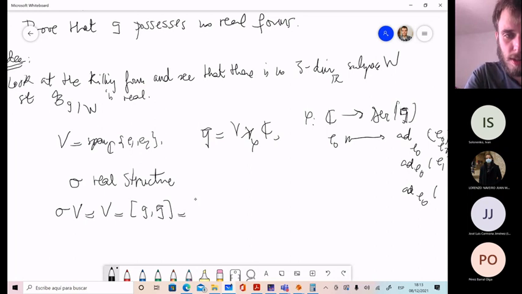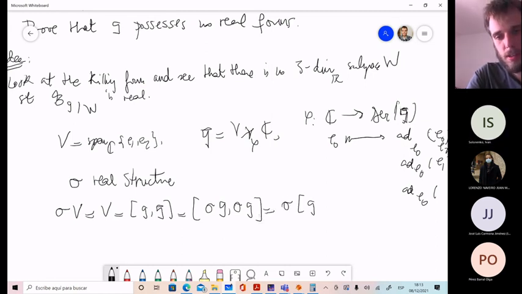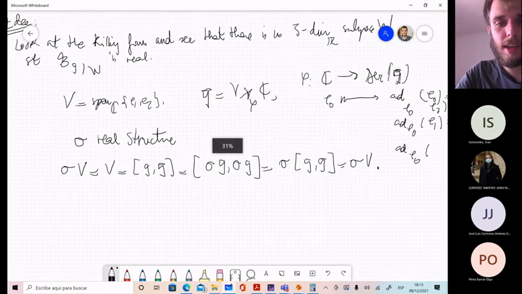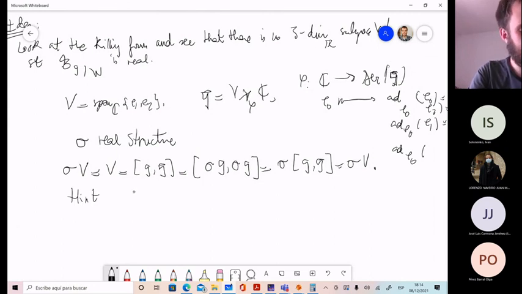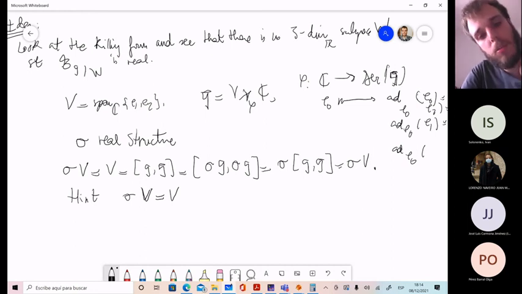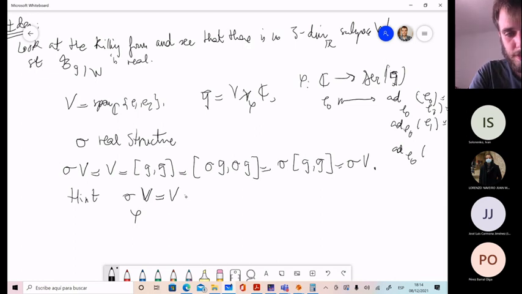So now G is, of course, invariant under sigma. And this is true because V is equal to [G,G]. So the hint is to use the fact that sigma of V must always be equal to V, and that you have this map phi, and you have to play around with these two, okay? That's what I'm going to tell you, and next day we can keep discussing this. Are you happy with this?